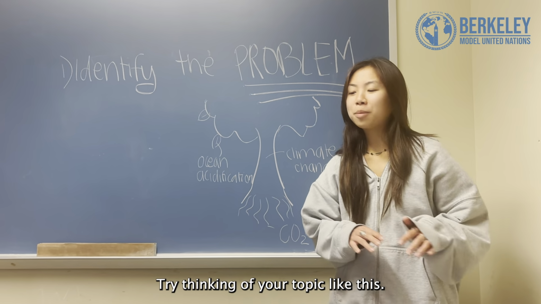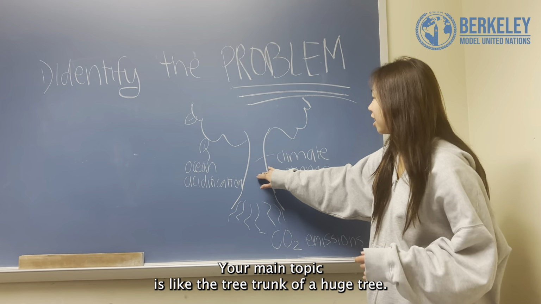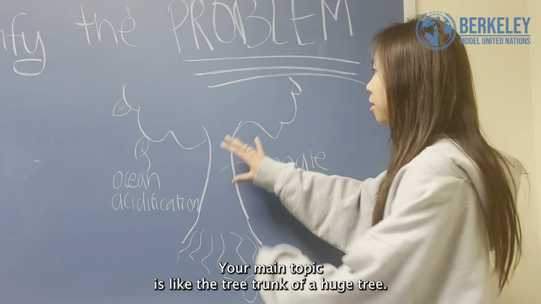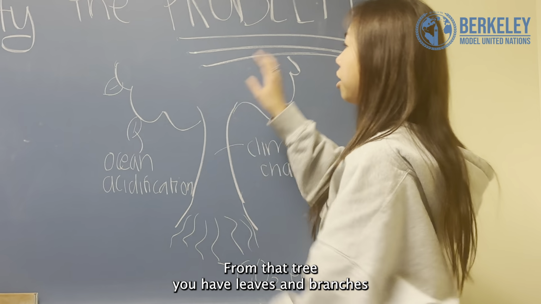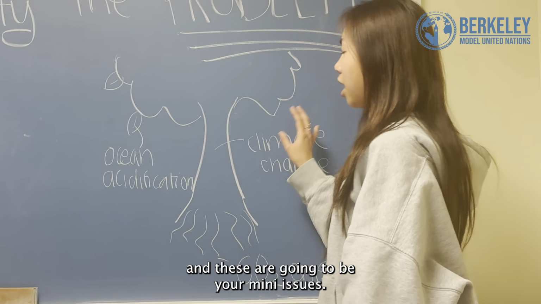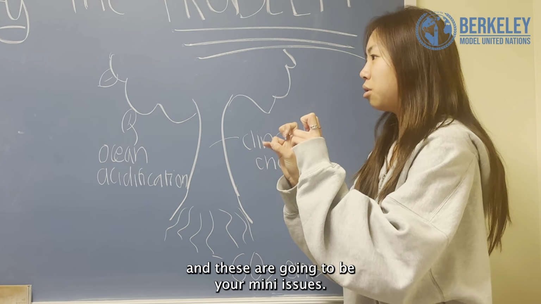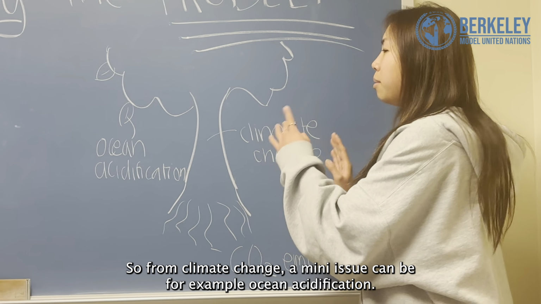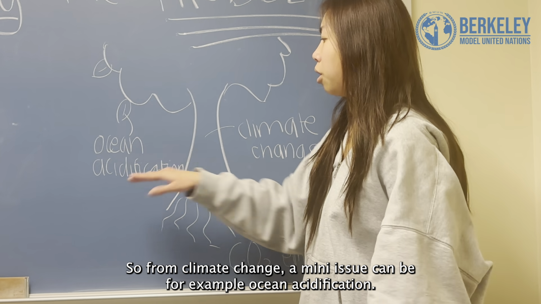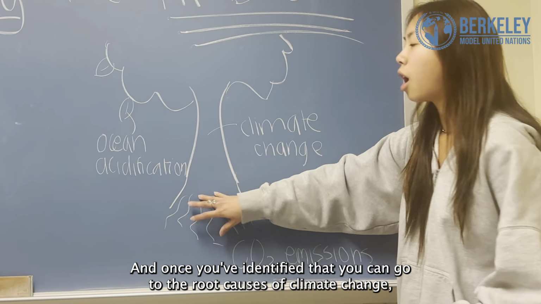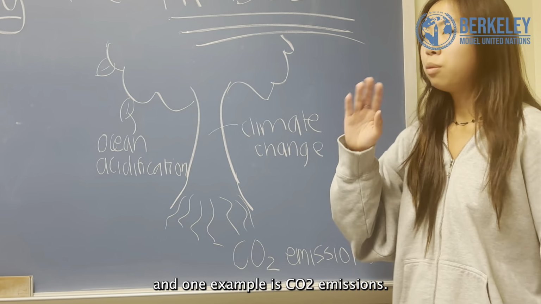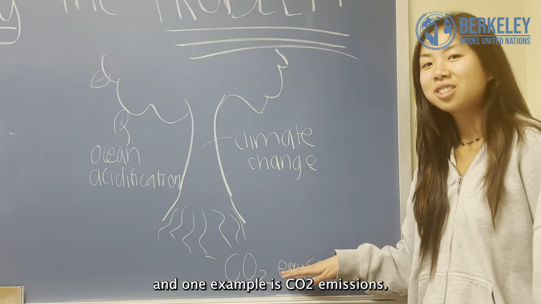Try thinking of your topic like this. Your main topic is like the tree trunk of a huge tree. So for example, we're taking climate change. From that tree, you have leaves and branches, and these are going to be your mini issues. So from climate change, a mini issue can be, for example, ocean acidification. And once you've identified that, you can go to the root causes of climate change. And one example is CO2 emissions.